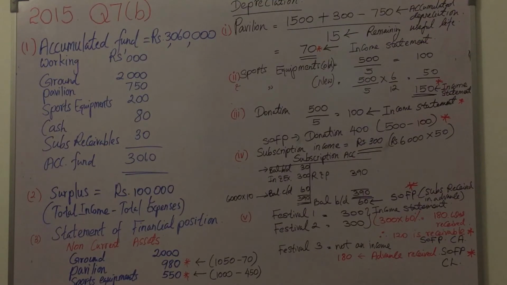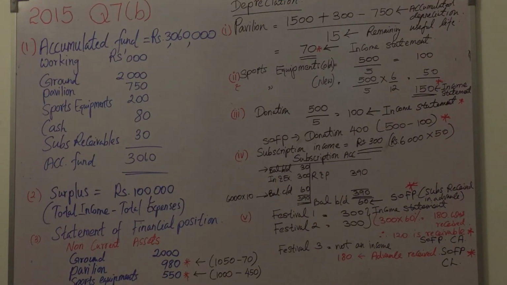Right. On the first day of the financial year, there was a cash donation of 500,000 rupees that you can see in the receipts and payments account, debit side. Donation for sports equipment 500. And they say the expected useful life of these equipments is 5 years.